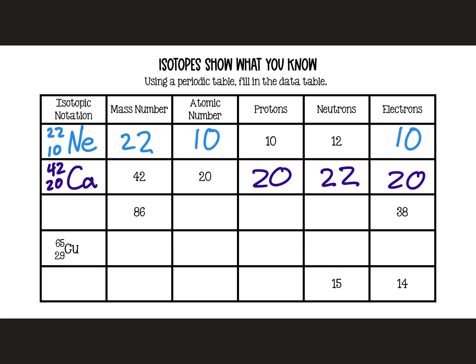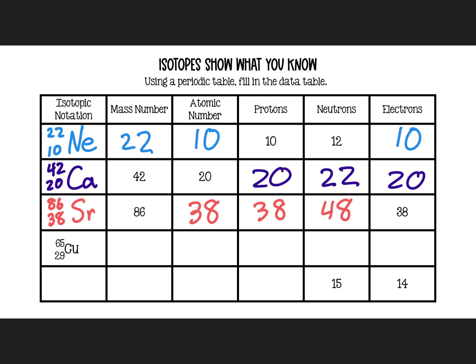Now in the next example, we can see that there are 38 electrons, which means there must be 38 protons to balance them out, and we are looking at the element with atomic number 38, which is strontium, Sr. Taking the mass number of 86 and subtracting the atomic number of 38, we get that there are 48 neutrons. That means that in isotopic notation, we have superscript 86, subscript 38 with Sr for strontium.